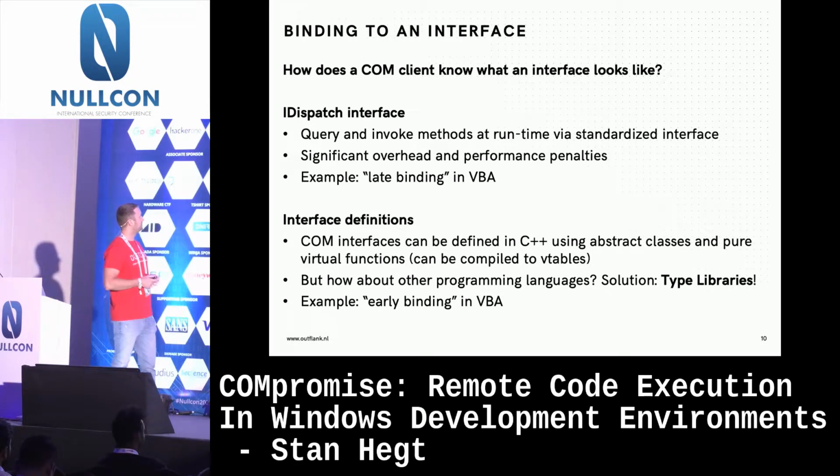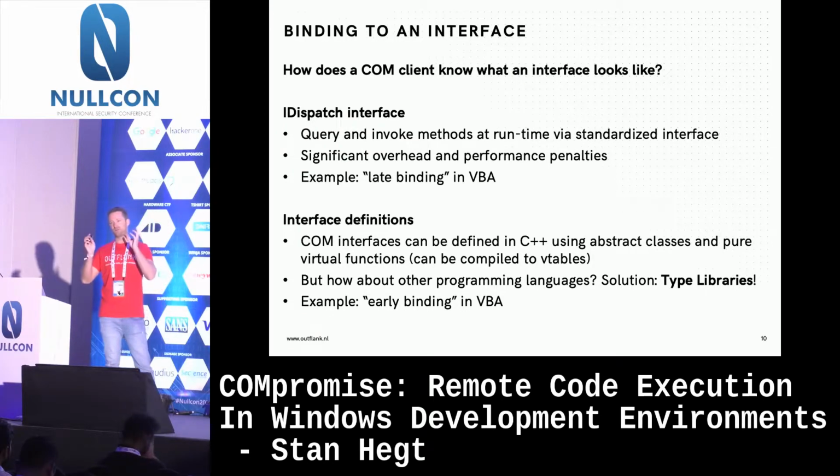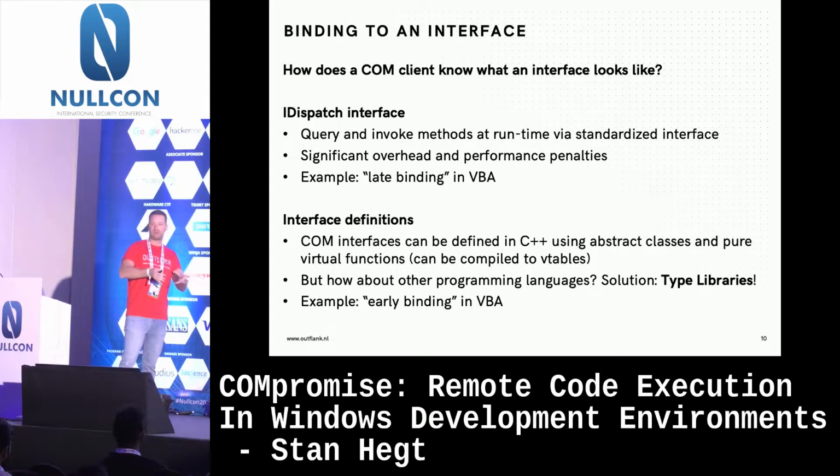This is all nice, but it really causes significant overhead and performance penalties because we're putting a method in between for calling other methods. It's complicated. Performance is really terrible. So especially if you want to have really performing code, you need to have the interface definitions either at compile time or later when the program is running.